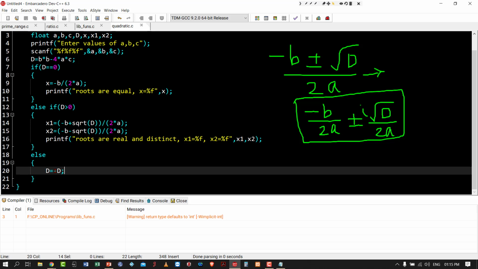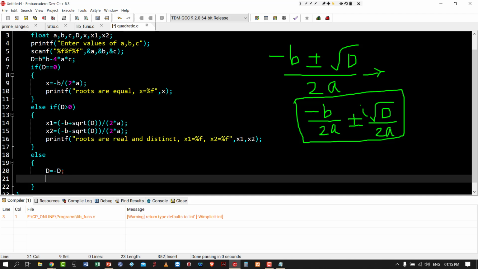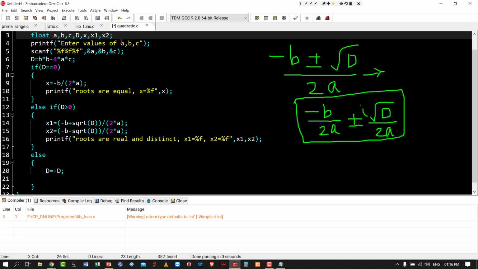We all know in this else condition d value will be a negative value. It must be a negative value, always. So minus d means that negative value will be converted to positive value and stored in d. So d becomes positive value. Now I am declaring two more variables, real comma img.